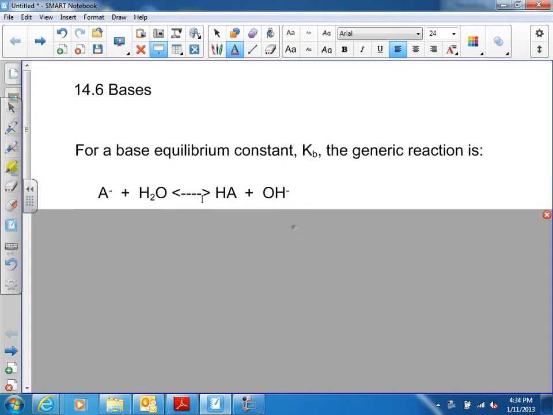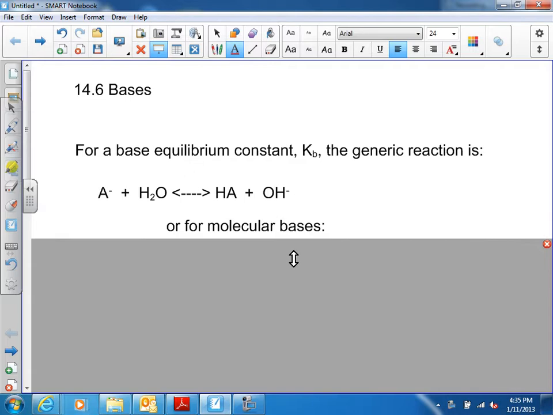All right, so we have some generic reactions when we have a base. This reaction is a generic base reaction. A minus would be your base, and you always add your base to water, and you form the conjugate acid and hydroxide. So a base reaction, you're always forming hydroxide in the reaction.